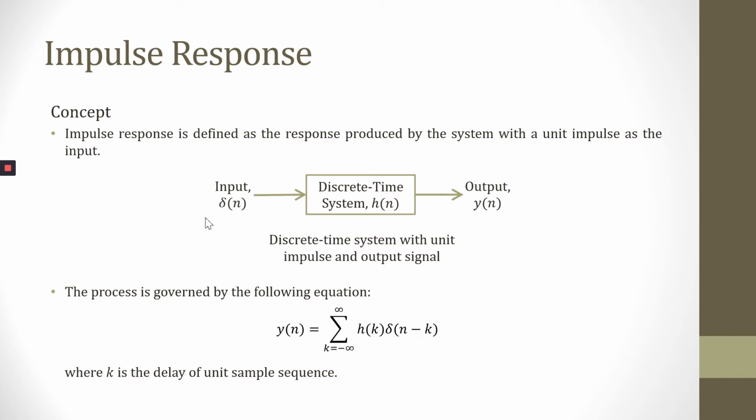Impulse response is defined as the response produced by the system. Okay, this is the impulse response produced by the system with a unit impulse as the input. The process is based on the following equation, where output yn is equal to, this is the discrete time system hn, in this case we use k, multiplied with the input impulse, where k is the delay of a unit sample sequence. This is k.